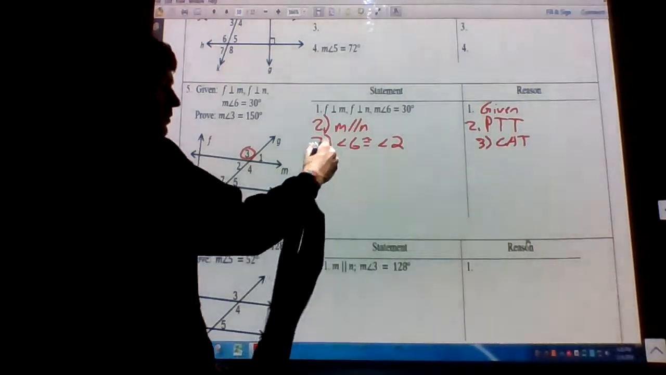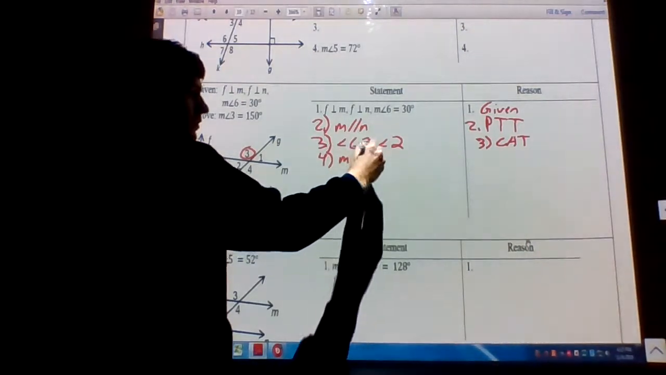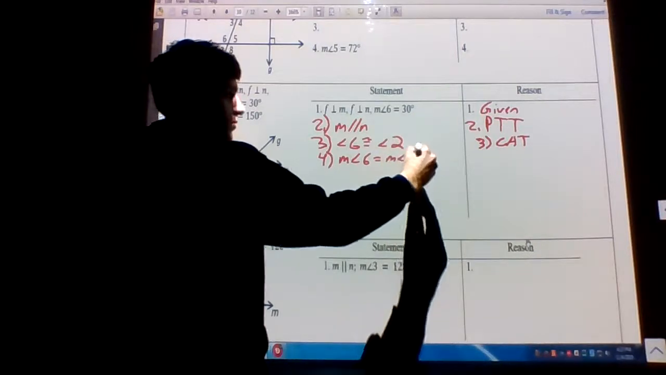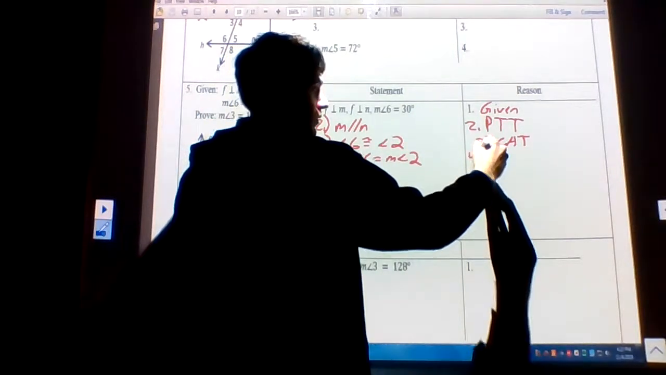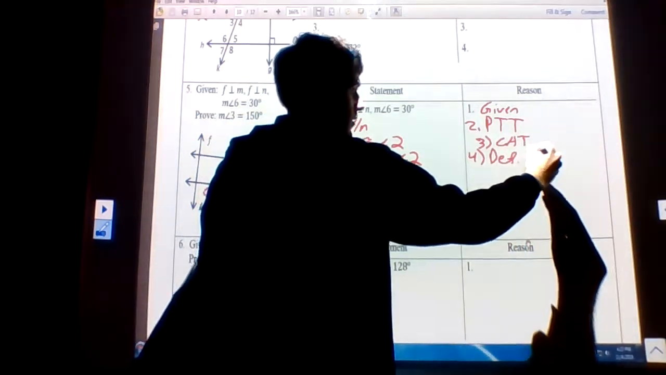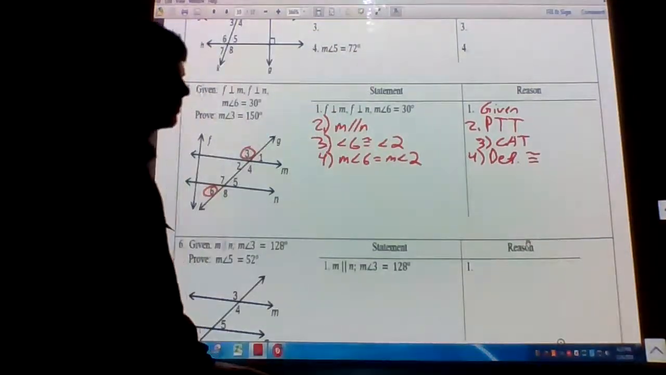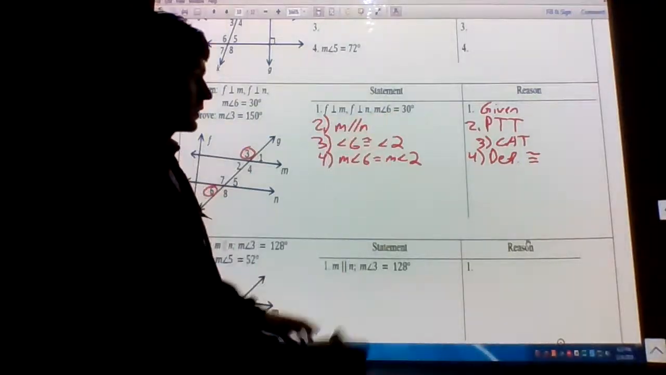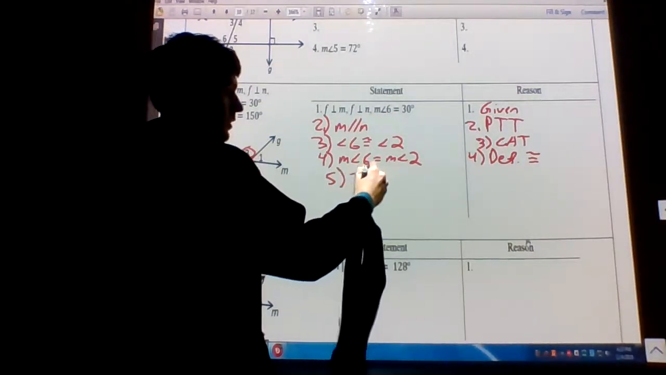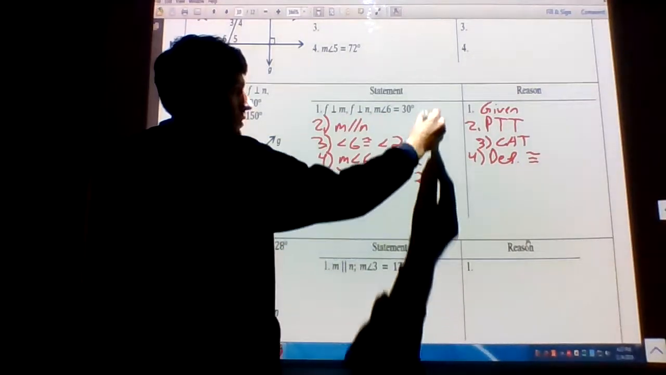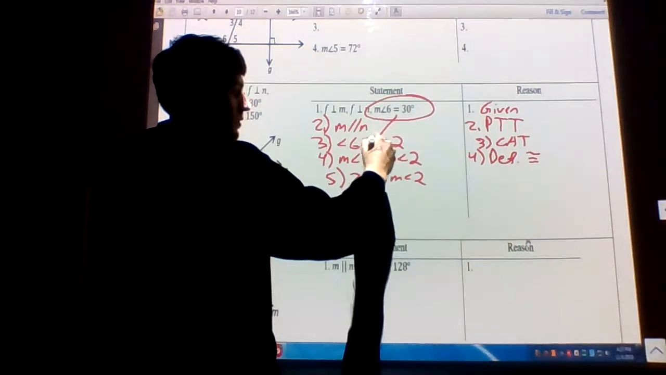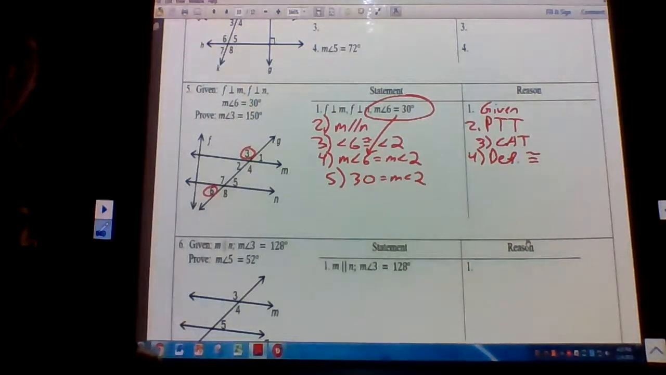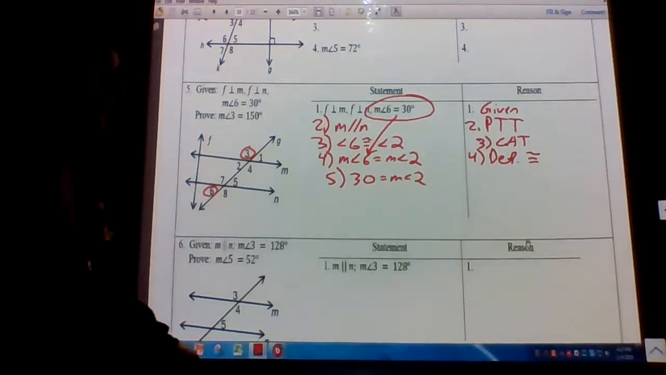Therefore, we know the measure of those angles are equal to each other. The measure of angle 6 equals the measure of angle 2 by the definition of congruent. We can then substitute in 30 for 6. So we can say 30 equals the measure of angle 2. We're replacing the measure of angle 6 with 30. That's substitution.